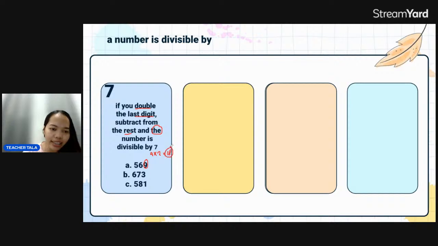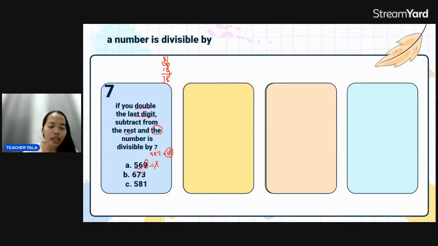Then the product, you subtract it from the rest. So what is the rest? 56. So it becomes 56 minus 18. So 16, that's 8. This will become 38. Is 38 divisible by 7? No, right? That's 35. So no. So letter A is not divisible by 7.